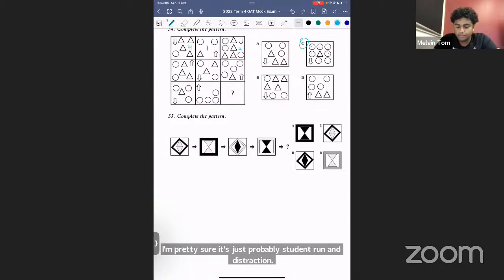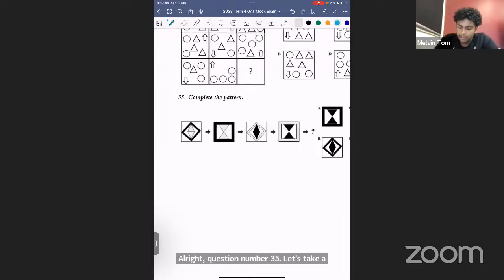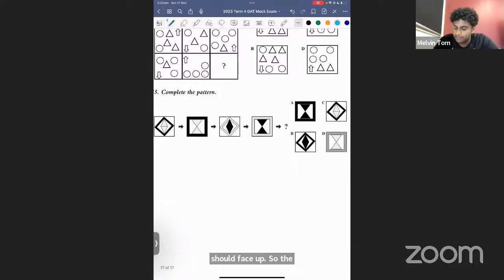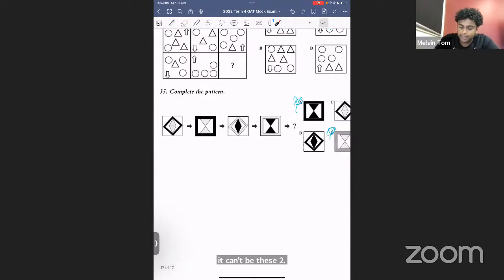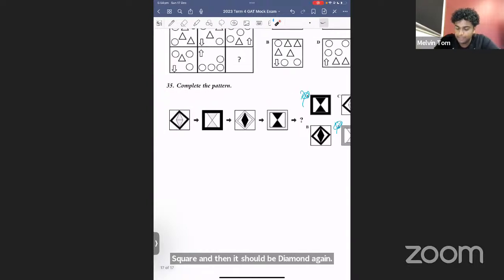All right. Question number 35. Let's take a look. We have these two triangles. So it's facing up, down, and the next triangle should face up. So the answer can't be A, and it can't be D. So it can't be these two. Next, the background, it goes diamond, square, diamond, square, and then it should be diamond again. Oh, so same B and C.